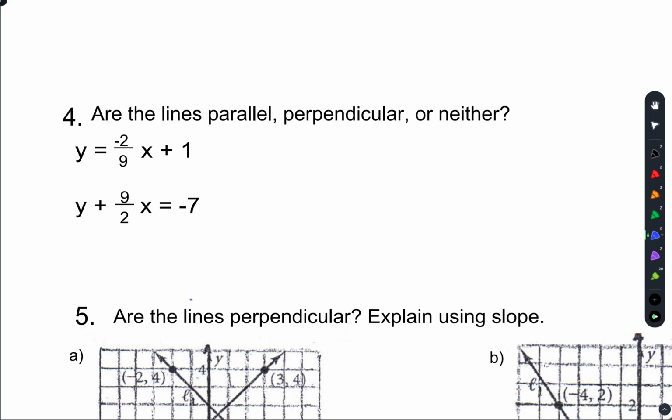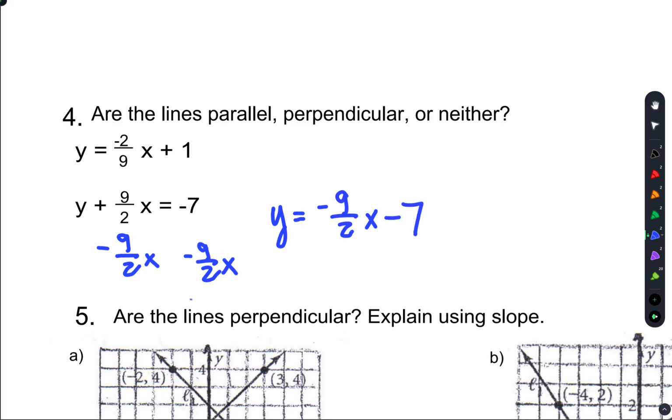So we have to make sure that it's actually in slope-intercept form before we can make a decision. So let's subtract this 9/2 x first to get y equals negative 9/2 x minus 7. And now that it's actually in the correct form, are they parallel, perpendicular, or neither? They're nothing. They're not the same. They're not opposites. We got nothing here. These are just neither.